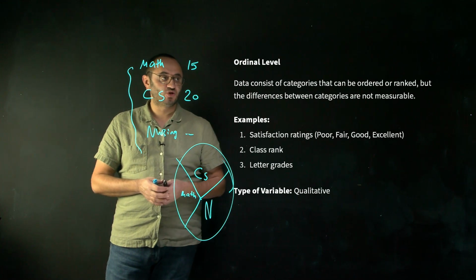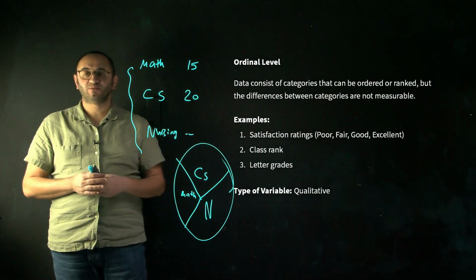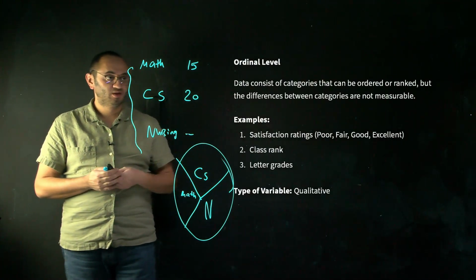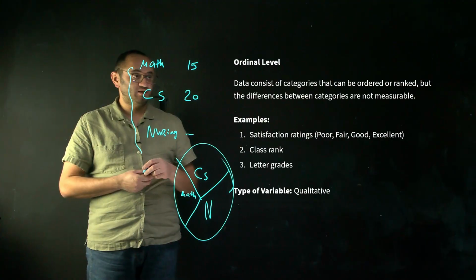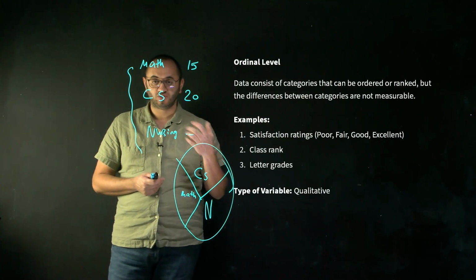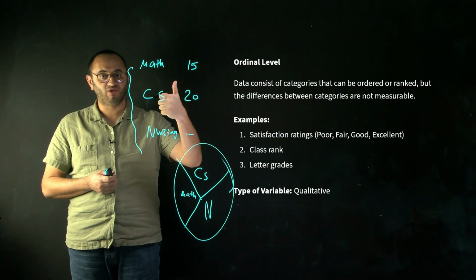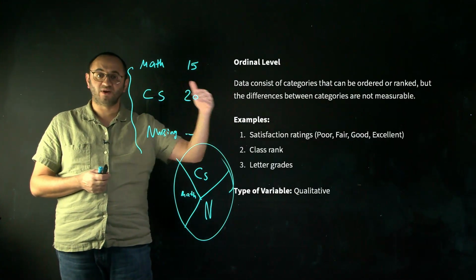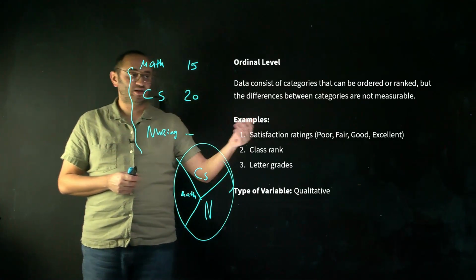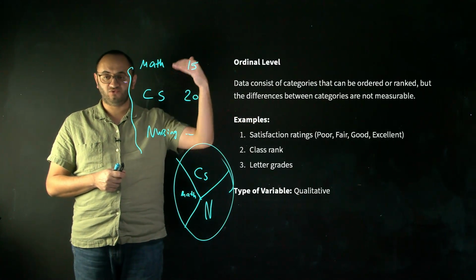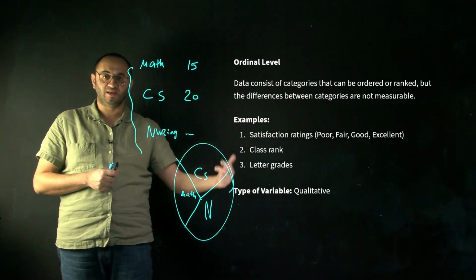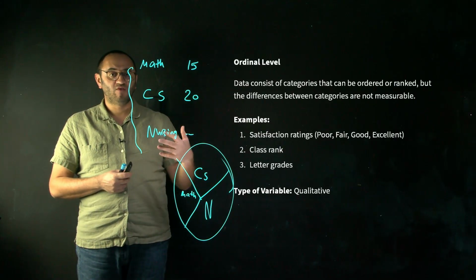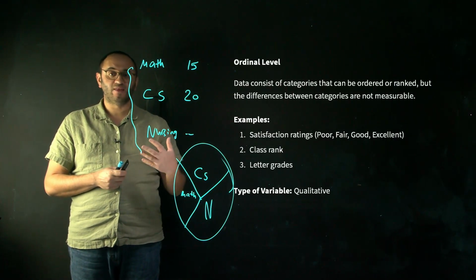The second is ordinal. In ordinal level of measurements, we can order them. We can rank them. For example, satisfaction rating, right? So poor, fair, good, or excellent, right? So for example, poor, maybe we give the number 1, fair 2, good 3, excellent 4. So we can rank or order them. Or class rank or letter grade, like A is first, then B, C, D, and F. So here we have kind of groups, but we can rank or order them.